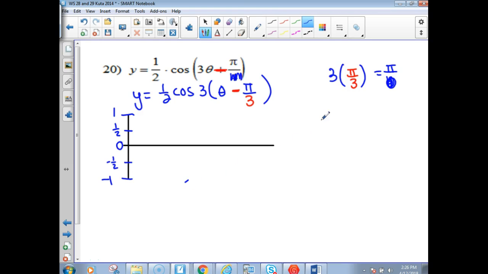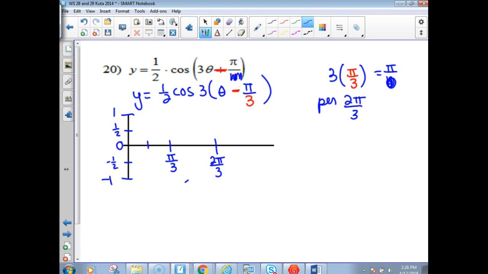The period, we did not decide yet. Period is 2 pi divided by the b value, which is 3. So it's 2 pi over 3. And we're going to have to shift pi over 3 to the right. So I'm just going to mark off 2 pi over 3 on my x-axis. Half of that's pi over 3.